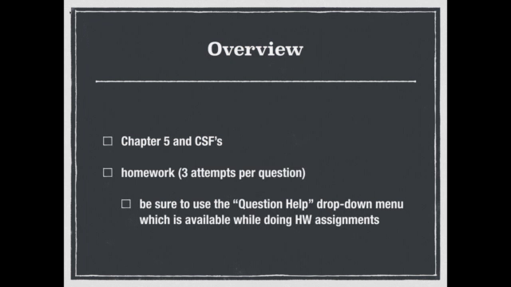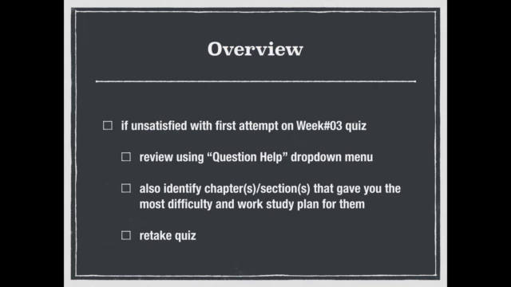Chapter 5 is still a little bit technical. Again, remember I have videos posted on Sakai in the week 3 tab, so you should have those available to you for the more technical aspects of the material. As always, the homework, you have 3 attempts per question, and make sure you use that question help drop-down menu, which is available while you're doing the assignments. So if you encounter a question and you're really confused, you can use that question help drop-down menu to help walk you through that problem, or to take you to the e-text and to be able to read the material that you need to know in order to answer that question. So make sure you avail yourself of that.